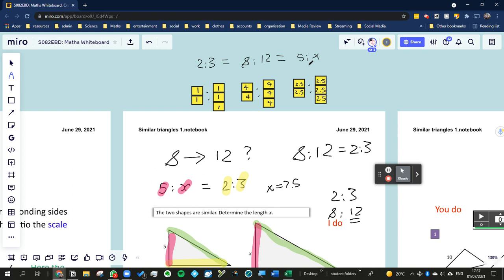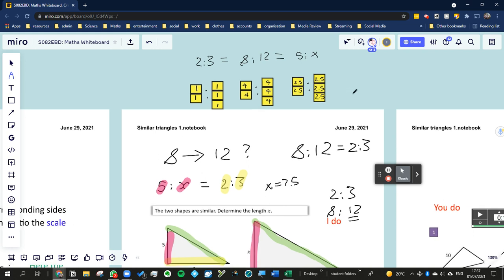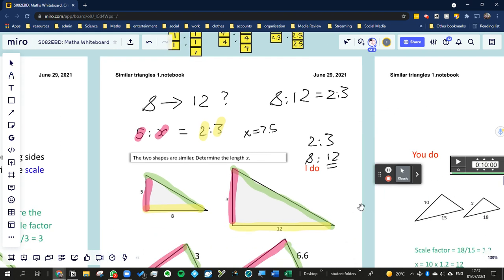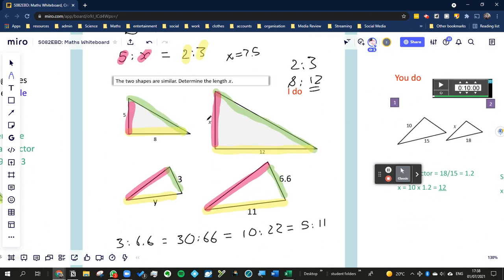If we do the same with the 5, chop it into 2. Each chunk must be 2.5, and so you've got 3 lots of 2.5 on the right, so x must be 7.5 because that's 3 times 2.5. So that's how we do this one here. At least that is my way of doing this one here.